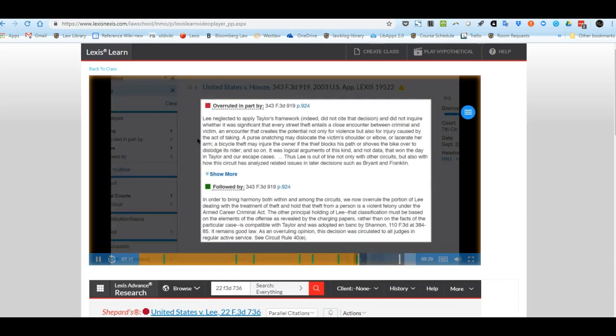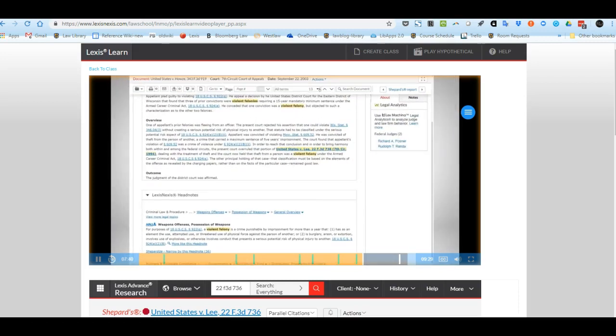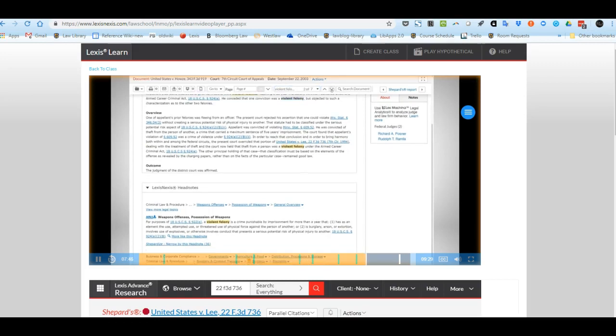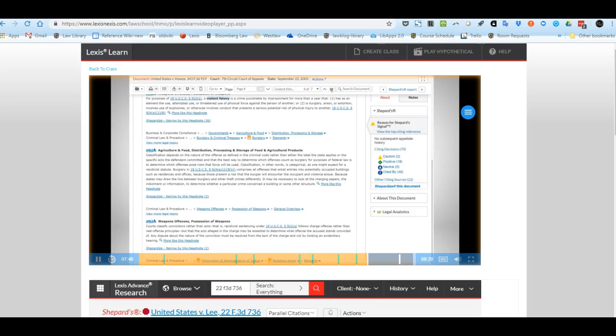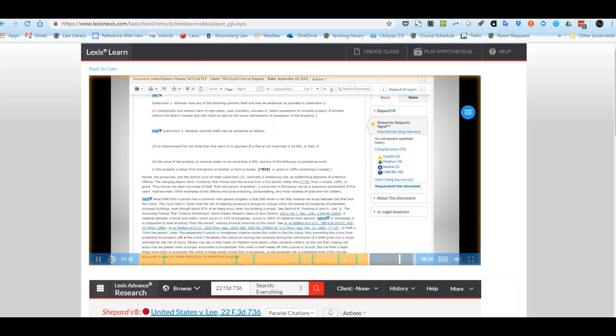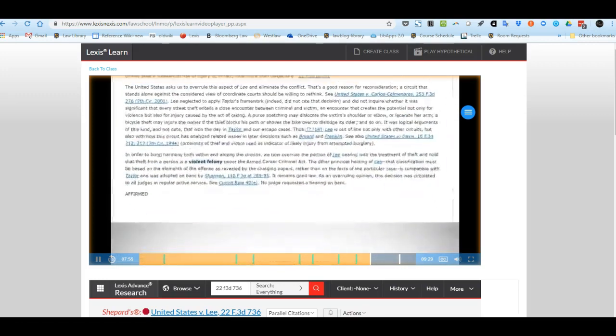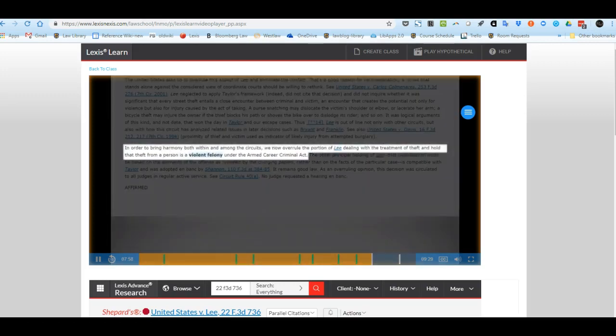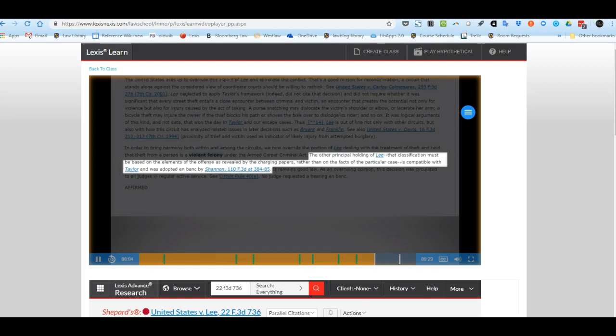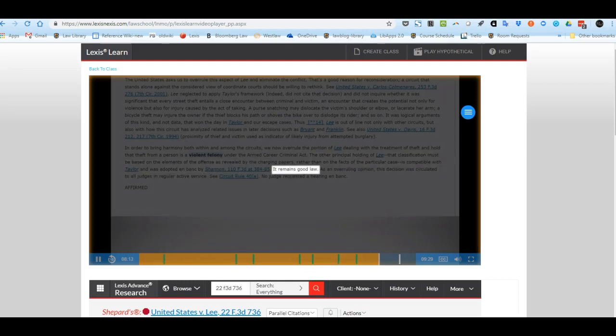You can see that United States v. House both overrules a holding from Lee and follows a holding from Lee. Click the link for the House case and scroll through the case using the references arrow. You can see in this paragraph that House overrules the Lee holding that theft from a person is not a violent felony. But House follows Lee's holding regarding charging papers, even going so far as to say that Lee's holding regarding charging papers remains good law.